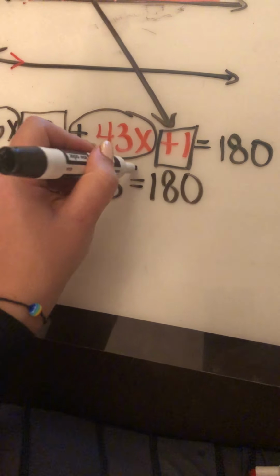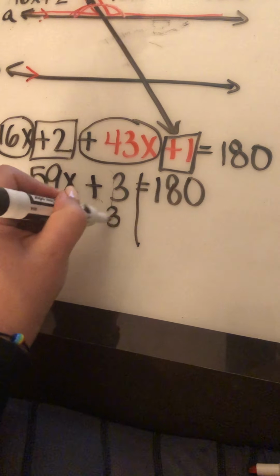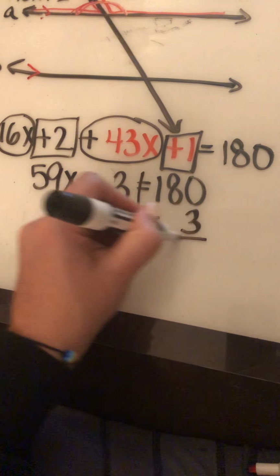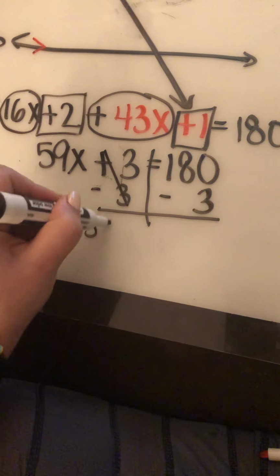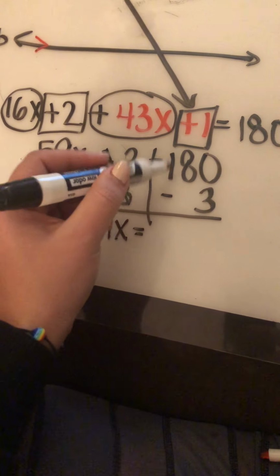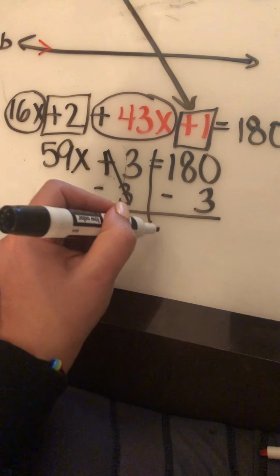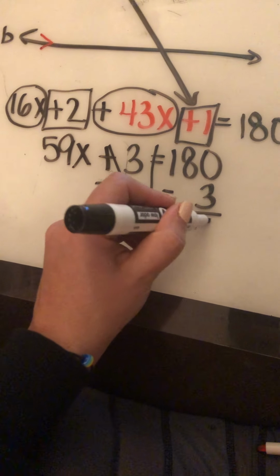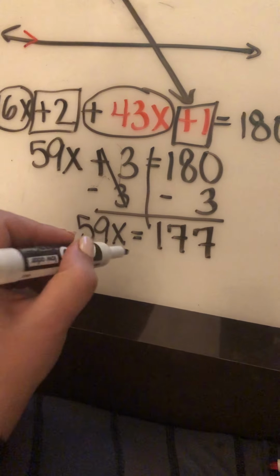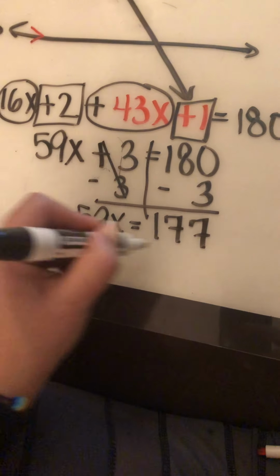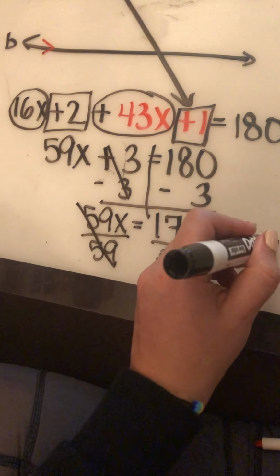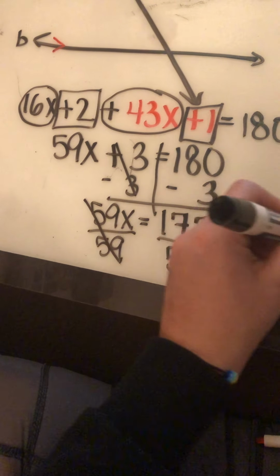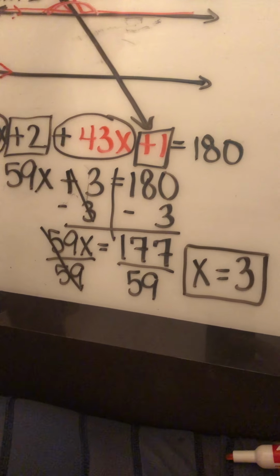Okay, solve our equation. So I'm going to inverse my constant by doing the opposite of adding 3. I'm going to subtract 3. So I get 59x equals 180 minus 3 is 177. And then the final step would be to divide. Okay, and we're going to get a final answer of x equals 3 because 59 goes into 177 3 times.